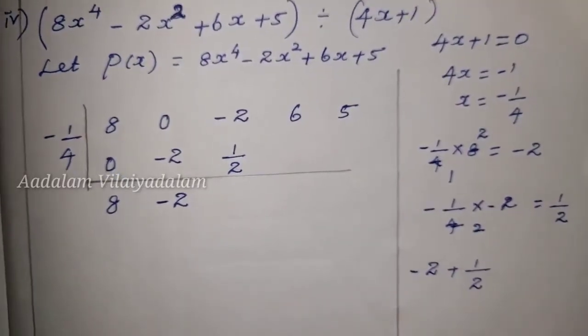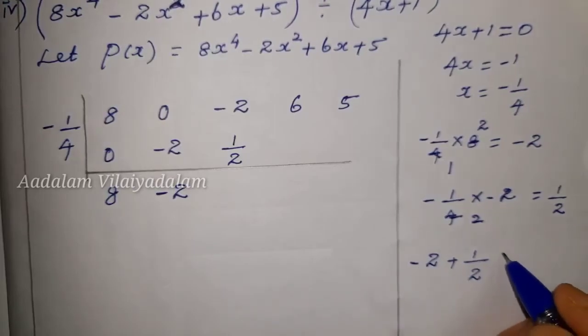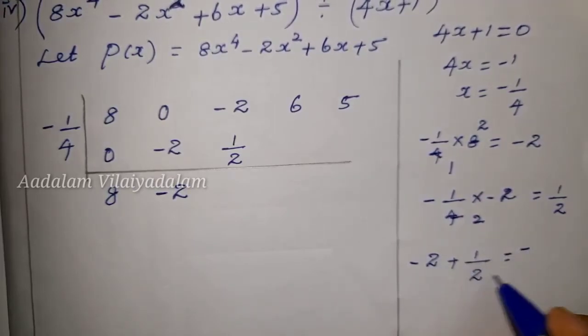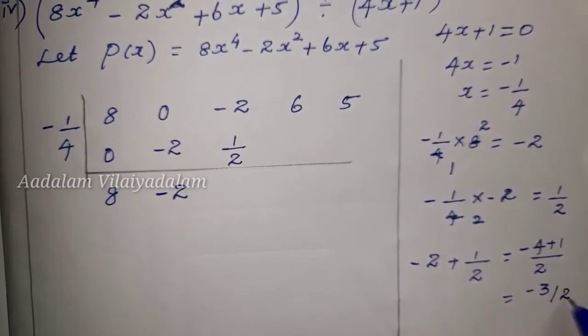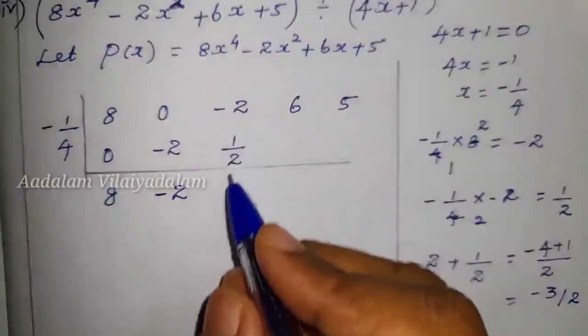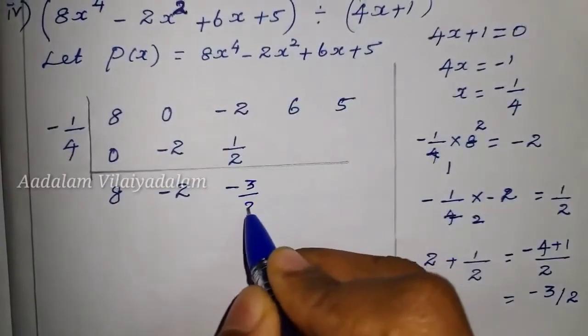So here we have to take the LCM only. Otherwise do cross multiplication method. That is plus into minus minus. 2 2s are 4 plus 1 divided by 2. So minus 4 plus 1, that is minus 3 divided by 2. So the answer is minus 2 plus 1 by 2, minus 3 divided by 2.